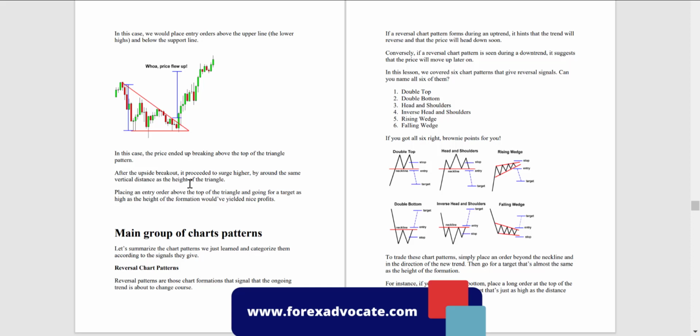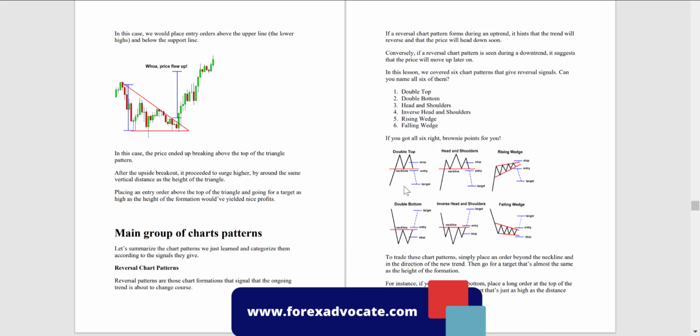But if it's a continuation chart pattern, it means if it was coming down before and you see that pattern there, it will continue going down. And if it was going up before you see that pattern, you know that it will still continue to go up. It's telling you that this thing is actually continuing. So those are the two groups. Either your market continues the way it was coming before, or it reverses.